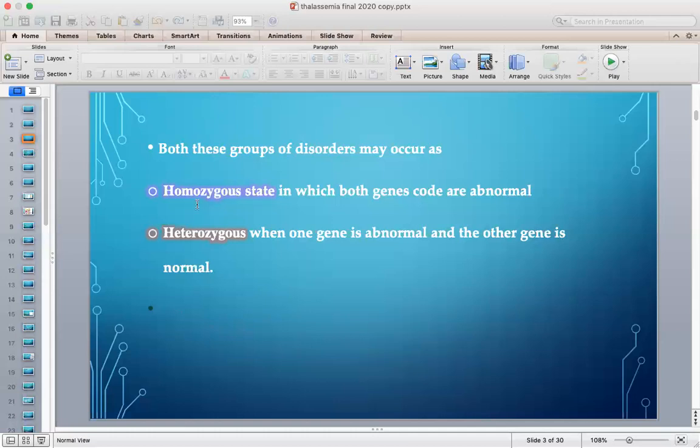The inheritance of the hemoglobinopathy حقيقة for thalassemia, it is autosomal recessive. So I need two alleles to produce the disease. So it is either hemoglobinopathy inherited as homozygous state or as a heterozygous state.